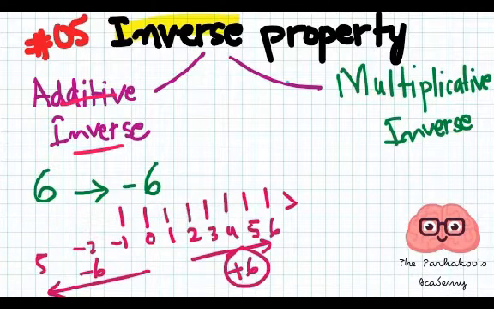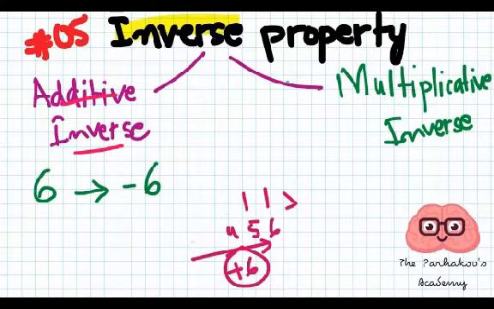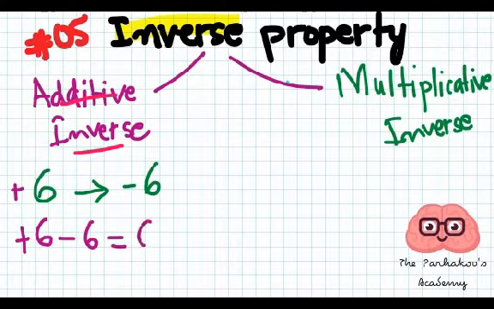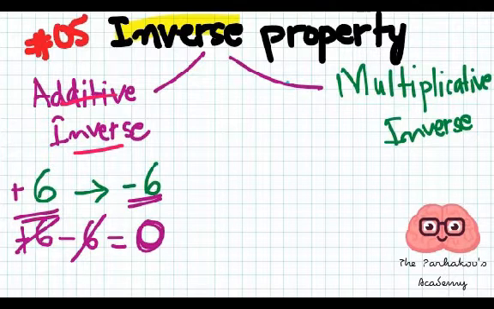Now how can we ensure that something is opposite? When I add them together, that means 6 minus 6, plus 6 minus 6 would give me 0. That means they are inverses of each other. They both have nullified each other or cancelled out each other. So negative 6 is basically the additive inverse of positive 6.